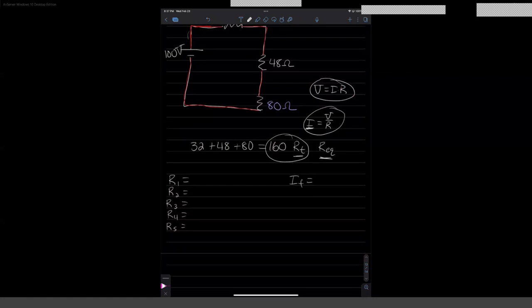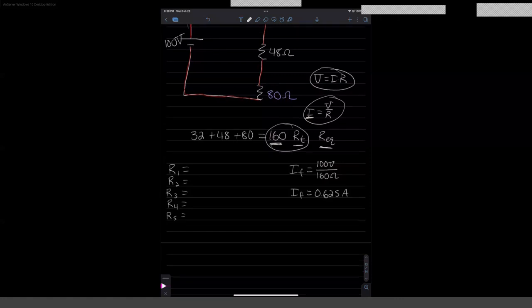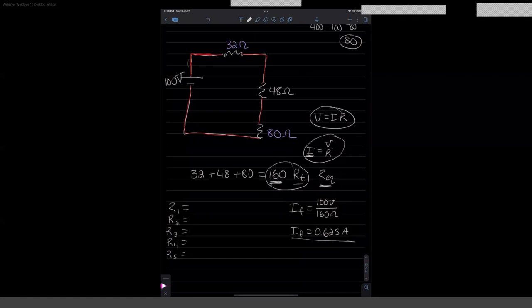So I'm going to take our total voltage from the battery, so 100 volts, and divide it by the total resistance that we just found. So 160 ohms. So then we know that our total current is 100 divided by 160. So 0.625, and this would be amps, right? Cool. So now we know how much current is coming out of this battery.